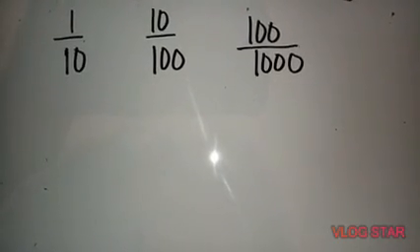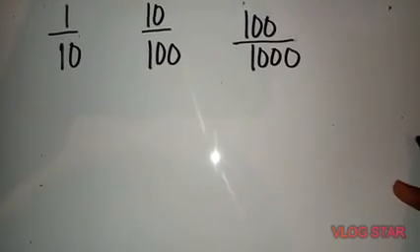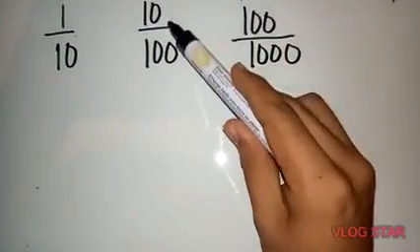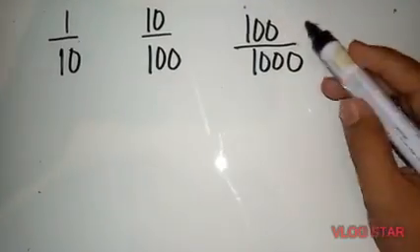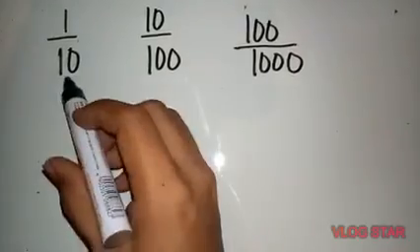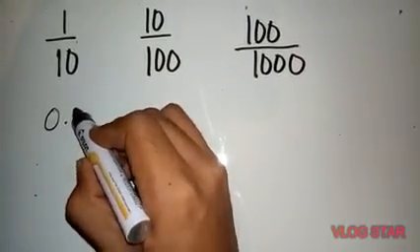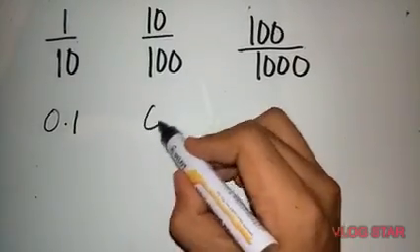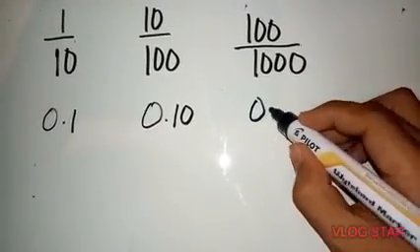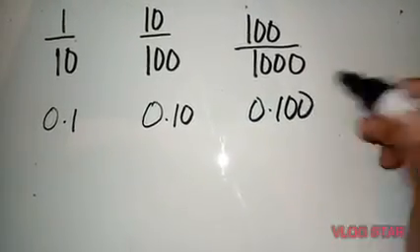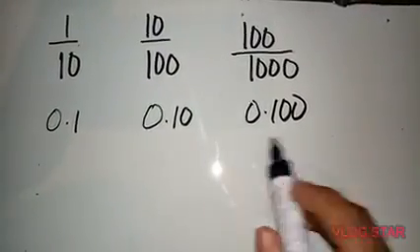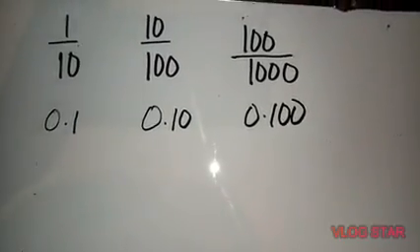So let's try to compare these 3 decimal fractions. We have 1/10, 10/100, and 100/1000. If we write these in decimal form, this can be written as 0.1. Next is 0.10, and the next one is 0.100. As you notice, they only differ in the number of zeros next to 1.